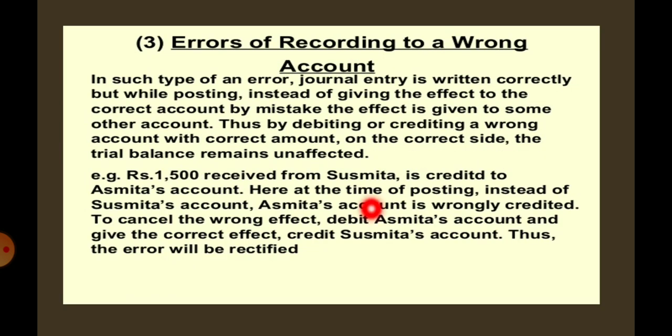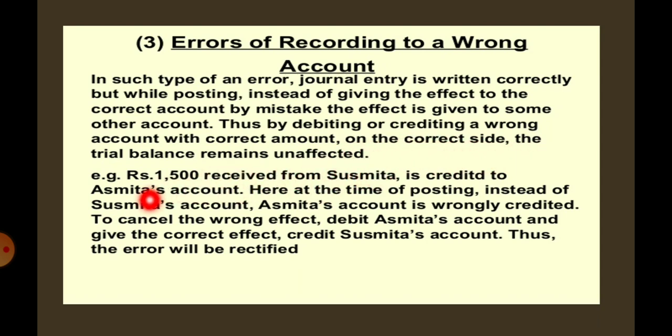Error of recording to the wrong account. In such errors, the journal entry is written correctly, but while posting, instead of giving the effect to the correct account, by mistake the effect is given to some other account. Thus, by debiting or crediting a wrong account with the correct amount on the correct side, the trial balance remains unaffected.